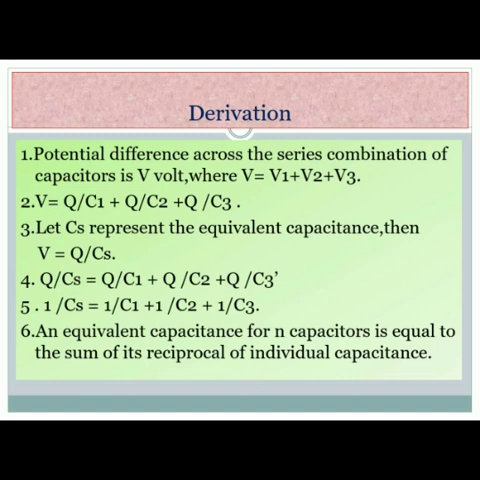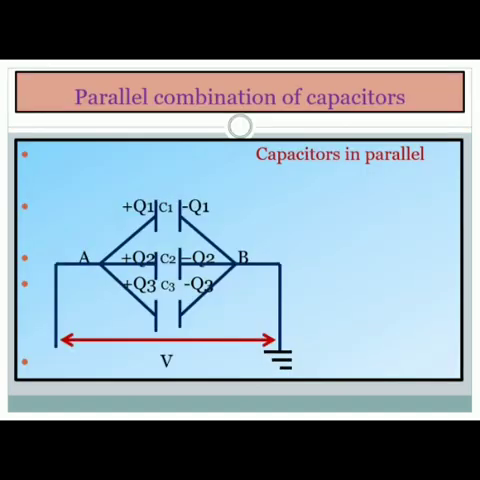Therefore, I conclude that the equivalent capacitance of n capacitors in series is equal to the sum of the reciprocals of the individual capacitances. The last topic of this chapter is parallel combination of capacitors. As you can see in the diagram, students, the capacitors are connected between two common points or junctions, and these are said to be connected in parallel.